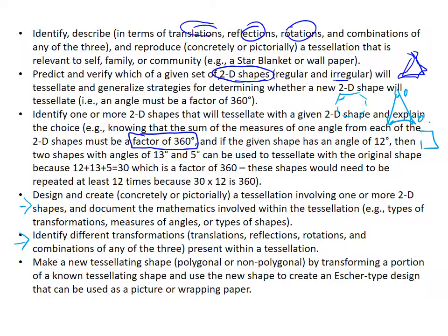And make a new tessellating shape by transforming a portion of a known tessellating shape, which is what they did with that dragon one, and use the new shape to create an Escher type design. So we know all about Mr. Escher and his artwork. Alright, I want you to go find some wiki sticks and try that out because it's cool.